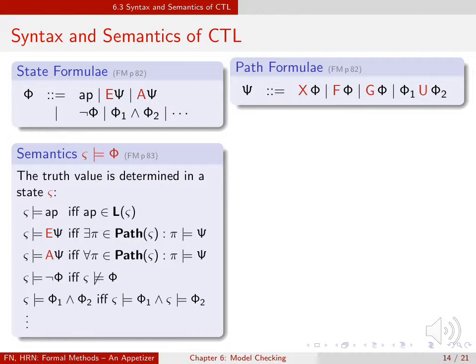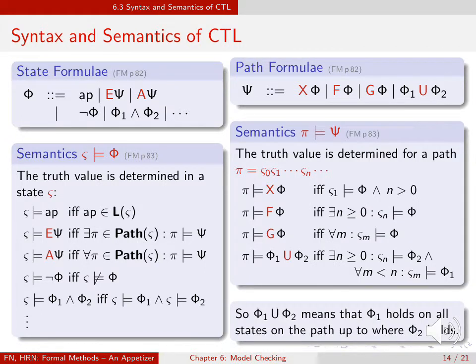Now for the semantics of a state formula phi with respect to a state sigma. The atomic proposition AP holds in the state if it is one of the labels being assigned to that state. The formula E of psi holds if there is a path that starts at sigma for which this path formula holds. The formula A of psi holds on the state if all the paths that emanate from the state sigma satisfy the property psi. Negation holds if the formula doesn't hold, conjunction holds if both formulae hold, and so on and so forth.